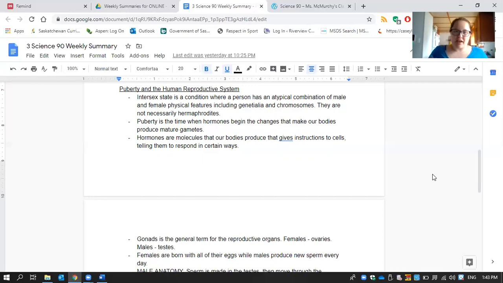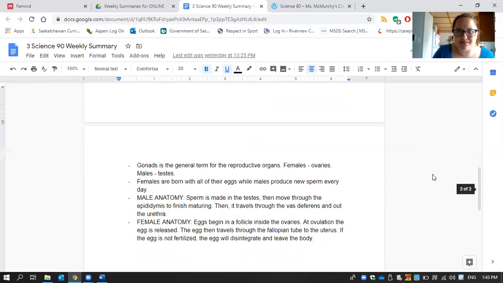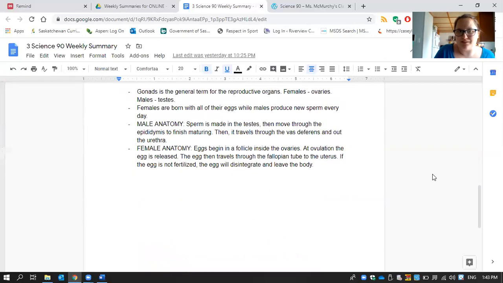And so within puberty, part of the major stuff that's happening is that you're getting all these hormones being released in your body. Hormones are molecules that our bodies produce that give instructions to cells, telling them to respond in certain ways. That sounds very similar to DNA, but definitely a little bit different. Hormones are more of a chemical in your body.